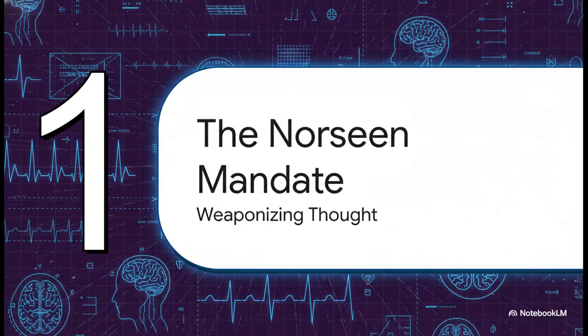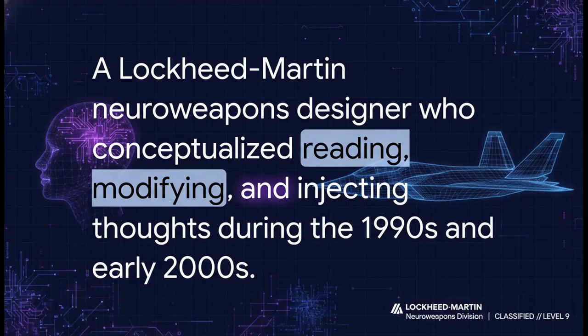First up, the mandate. Every engineering project starts with a clear requirement, right? Well, Norcine's was about as clear and as ambitious as it gets. So who's the mind behind this? Dr. John Norcine. While he was at Lockheed Martin back in the 90s, he was working on some deeply classified projects. And what he was really trying to do was move past conventional warfare entirely. His goal was to treat the brain as the next battlefield, an environment you could map, access, and ultimately control.